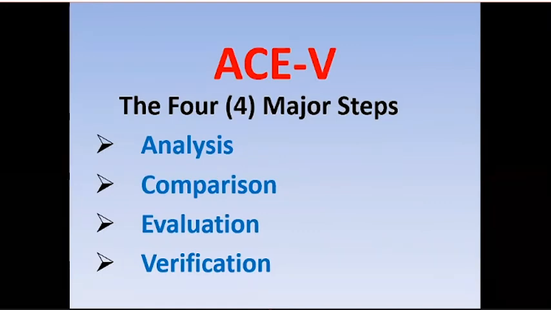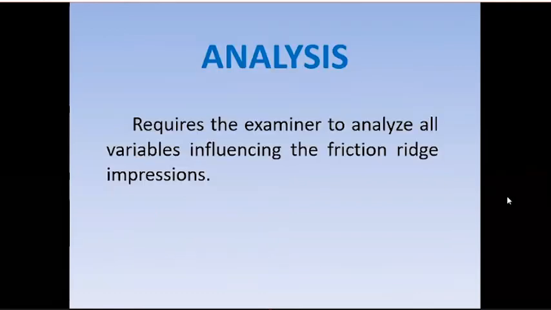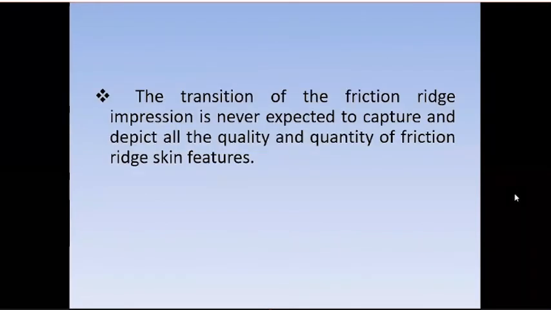Huh? We have the so-called ACE-V, the four major steps in fingerprint identification. So, we have the so-called analysis, comparison, evaluation, and verification. That is the ACE-V. Ano yung analysis? That requires the examiner to analyze all variables influencing the friction ridge impression. So, we have to analyze first. Diba? Meron pa siyang mga ridges at kung paano natin ma-examine yung mga ridges na yan.